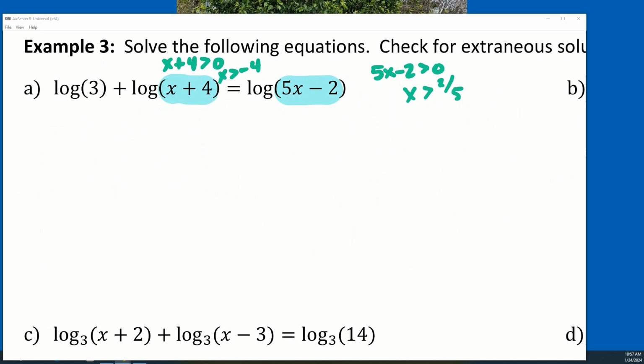So let me ask you a question. If x is greater than 2 fifths, is it automatically greater than negative 4? Is anything greater than 2 fifths automatically greater than negative 4? Yes. That sounds like a trick question, but it wasn't. So we don't really have to worry about that one. We just need to make sure that all the answers we get for this particular problem are greater than 2 fifths. And if they're not, we just mark them out and say they're extraneous solutions.